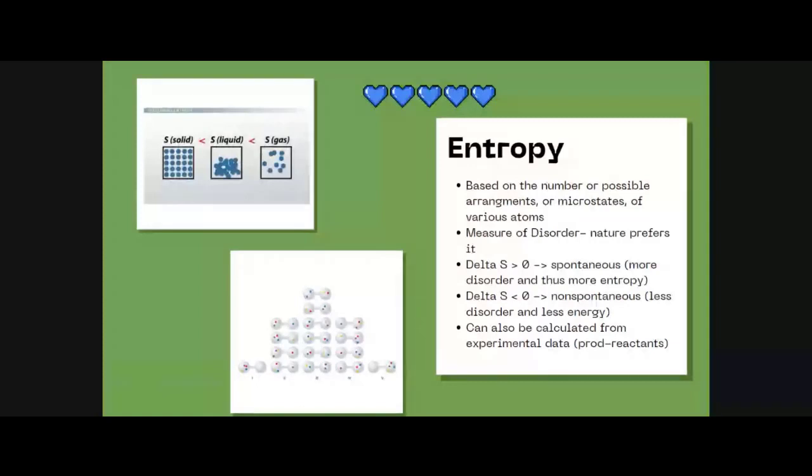So we can say that my place is very disordered, right? Because it's natural for me to just put everything here and make it messy. So we can say that my delta S is going to be greater than zero. There's more disorder and more entropy.